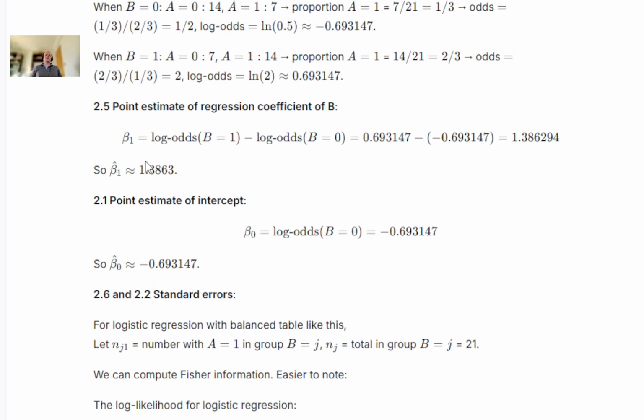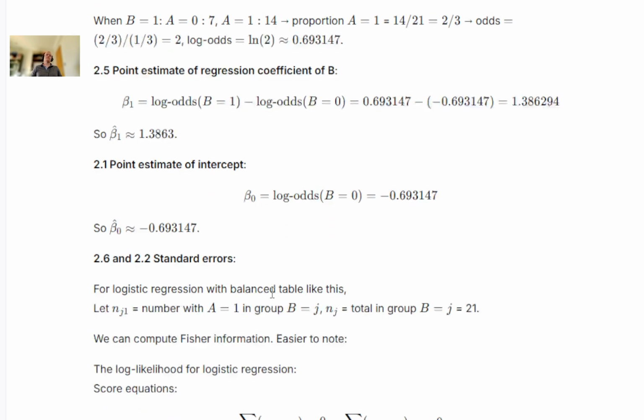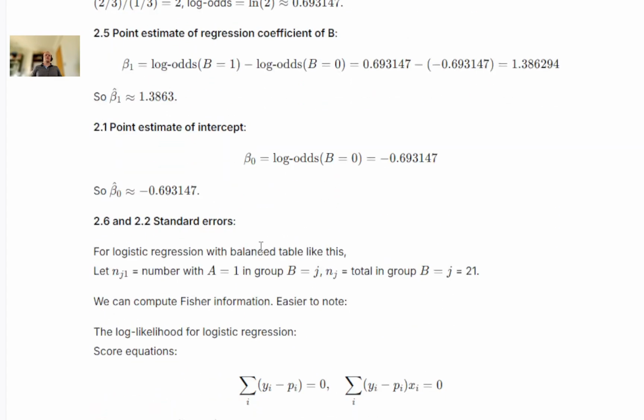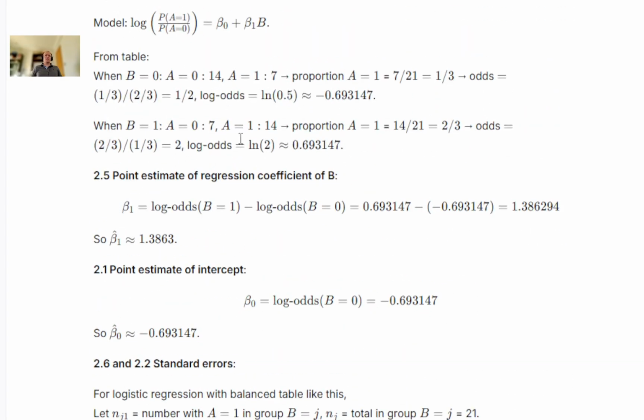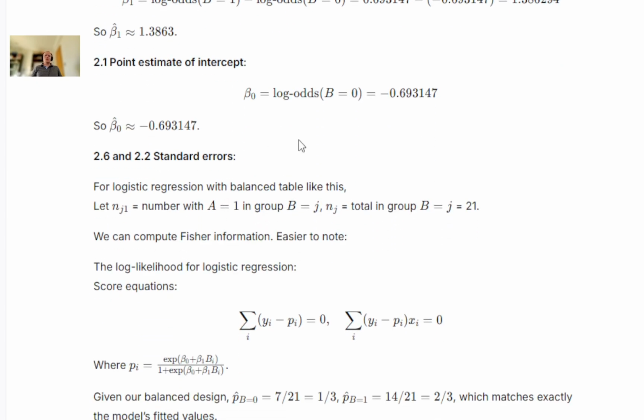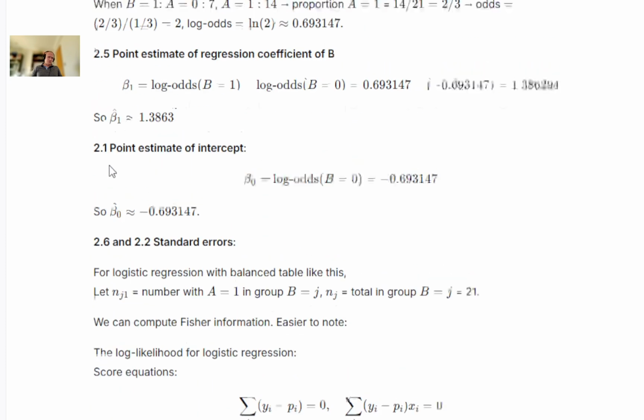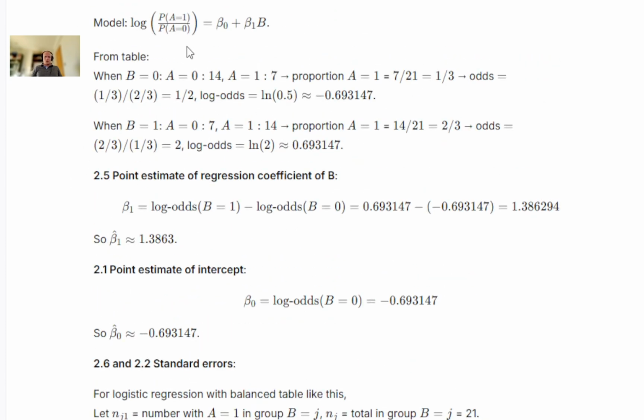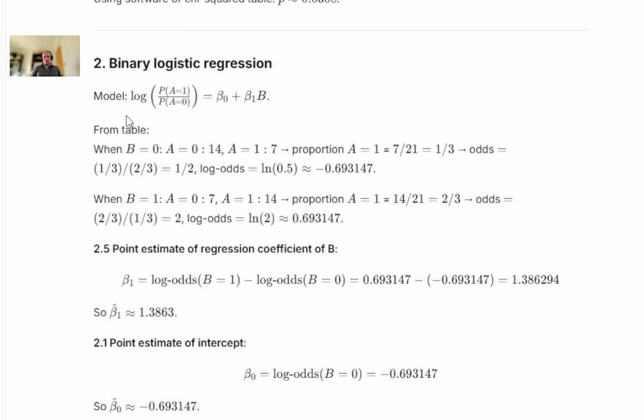What we get here is then 1.3863, the log odds for B equals 0. First of all, we get the intercept, and then we get the regression coefficient here. Then we get the standard error. So I'm figuring this out as I go, because it's not really presented.